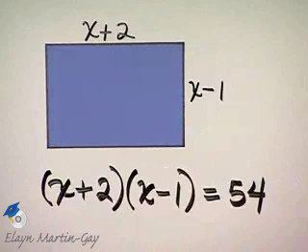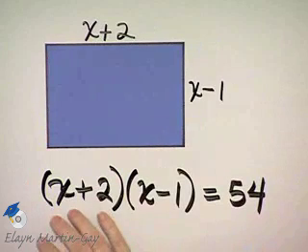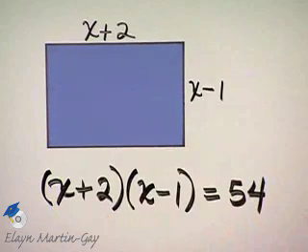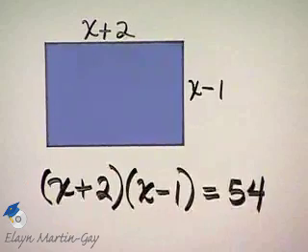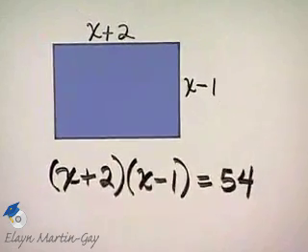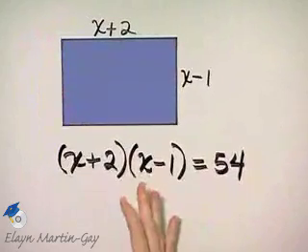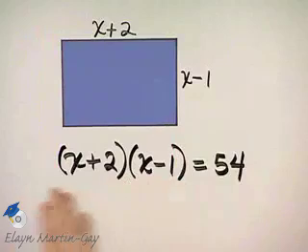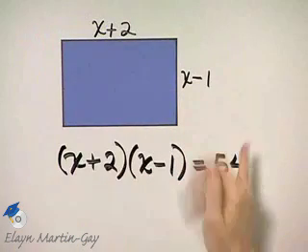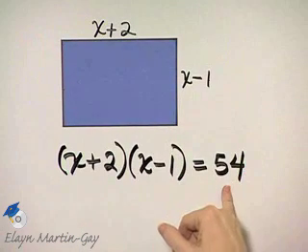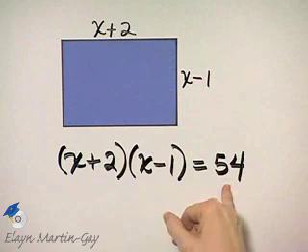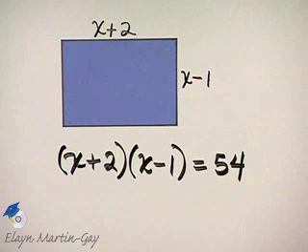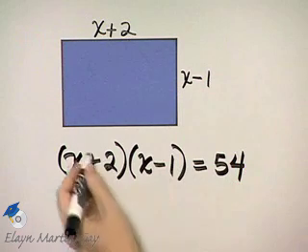Now, by the way, here's an important question. Can I set this factor equal to 54 and then this factor equal to 54? The answer is no. Remember, to use that zero factor theorem, one side must be a factored polynomial. It is on the left side, but the other side must be 0. It must be 0. So let's go ahead and multiply.